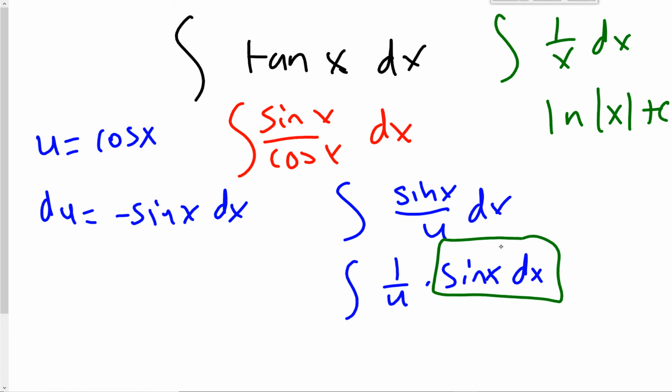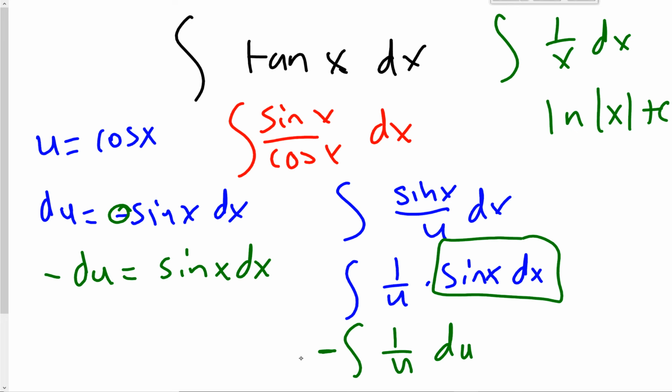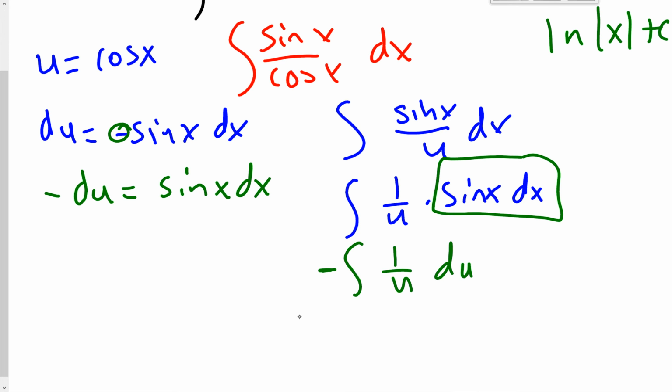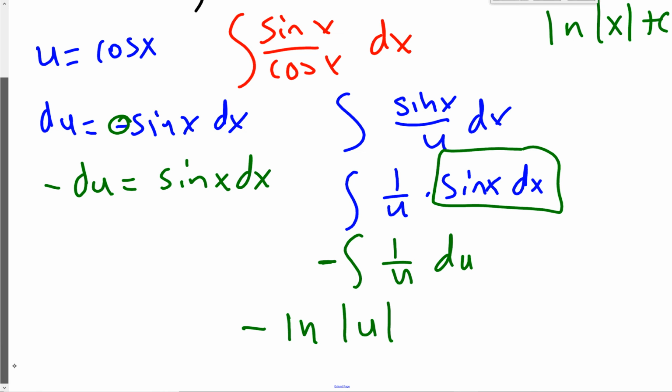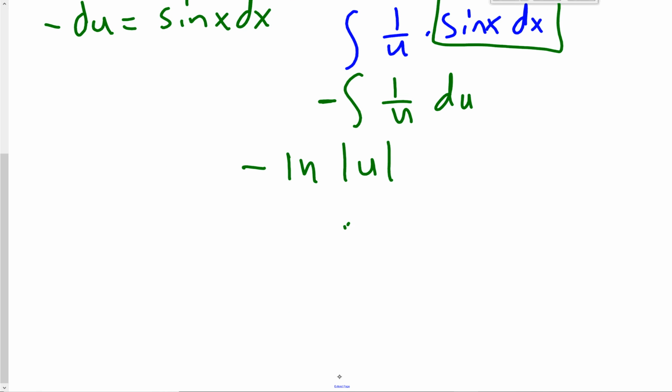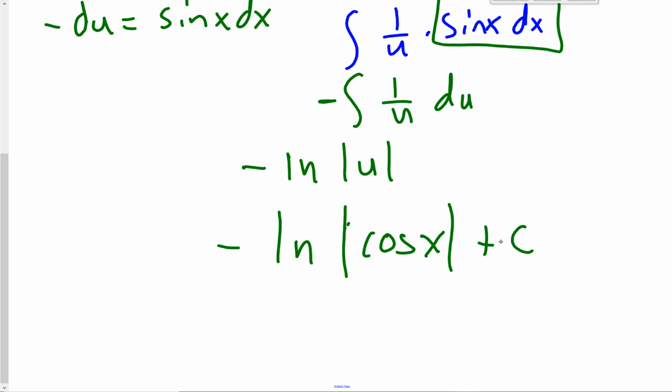So then I need to let my derivative equal that, which is almost, I just have that negative out. So if I multiply both sides by a negative, I get that. And then I can replace it. So that negative is just going to come out in front of the integral. And now we can go ahead and take that integral of 1 over u, which is ln of u. We just have a negative out front. And then I can replace my u. And my u is what? Cosine x. And it's just negative.